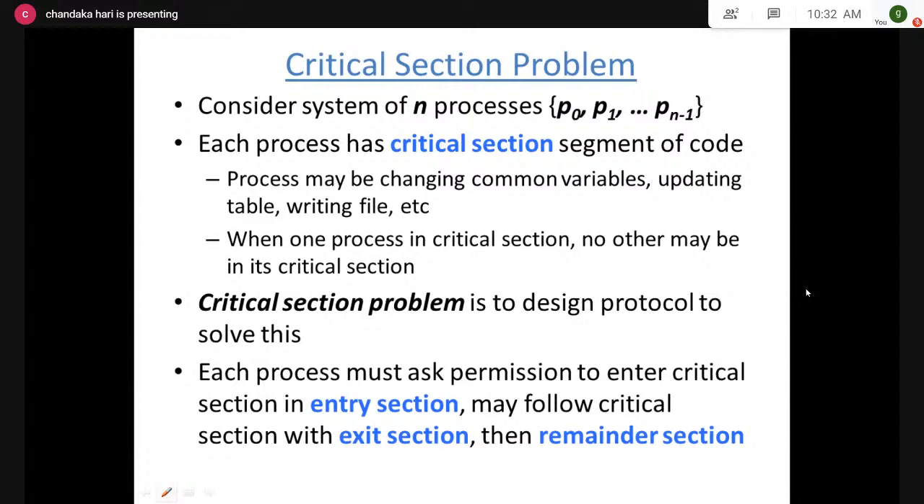Whenever the CPU becomes idle, you need to select one job from the ready queue, supply the CPU to it, and keep the CPU busy at all times. So, first of all, you need to give first priority to the processes that are trying to enter into the critical section. And number 3, bounded waiting. There exists a limit on each and every process that can be allowed into the critical section.